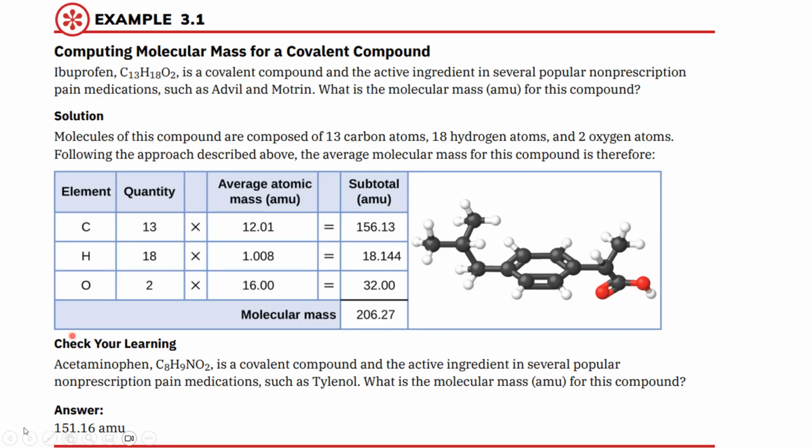And then with acetaminophen, it would be kind of the same idea. We'll have 8 of those carbons that are 12.01 each. We'll have 9 hydrogens that are 1.008 each, 2 oxygens, 16 each, but then we would also have an additional nitrogen, so 14.01 or 14.007, depending on what periodic table you're using. But adding all that up, we'll get 151.16 AMU.